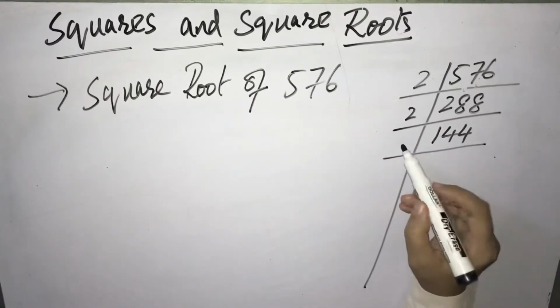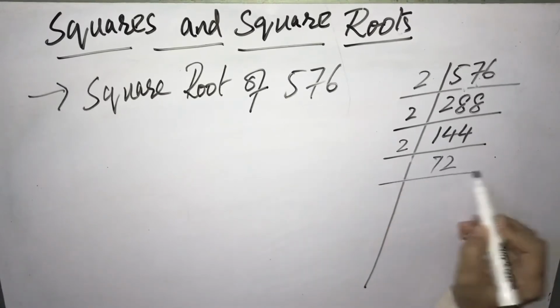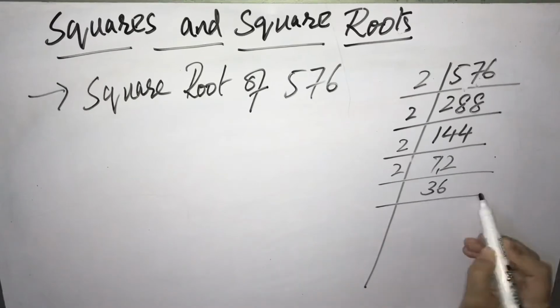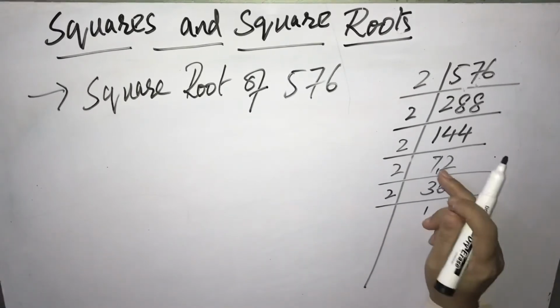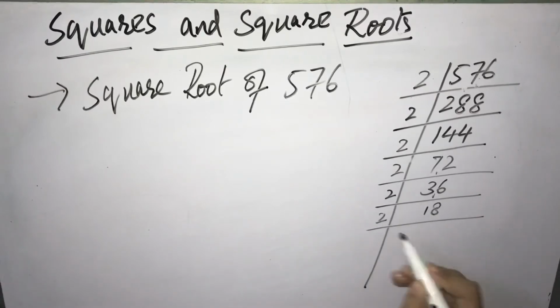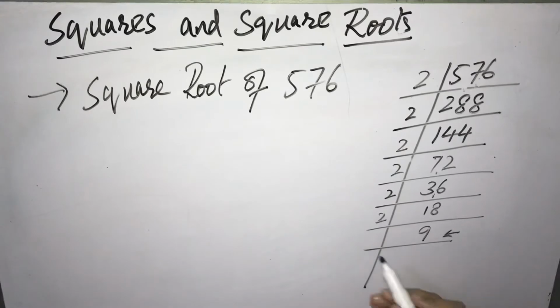Again even, divide with 2, 2 7s are 14, 2 2s are 4. Again with 2, 2 3s are 6, 2 6s are 12, again with 2, 2 1s are 2, 2 8s are 16, again with 2, 2 9s are 18. Now it's not possible with 2, so we shall come to 3. The next prime number, 3 3s are 9 and 3 1s are 3, making the pairs.